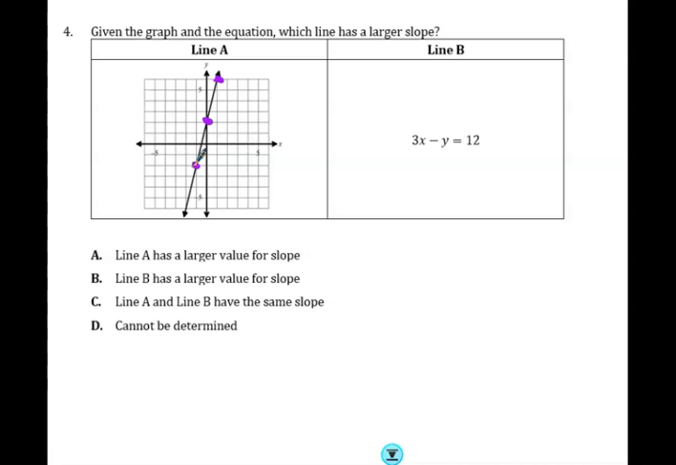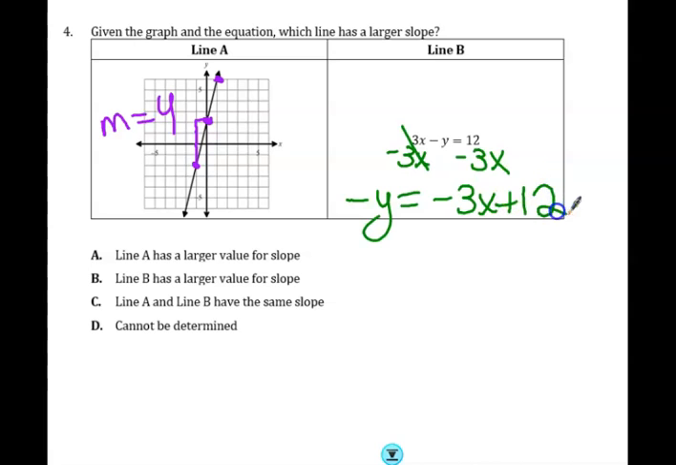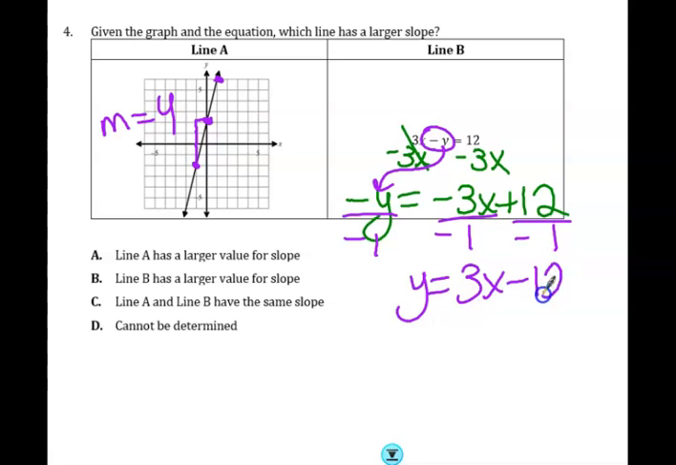And I'm going to rise and run. So rise 1, 2, 3, 4, and run 1. So my slope here is 4. All right, for this one, I need to get y by itself so I know what my slope is. So I'm going to subtract 3x from both sides. I'm going to get negative y equals negative 3x plus 12. Okay, well, I needed to bring that negative with the y, so now I need to divide everything by negative 1. So y equals 3x minus 12.